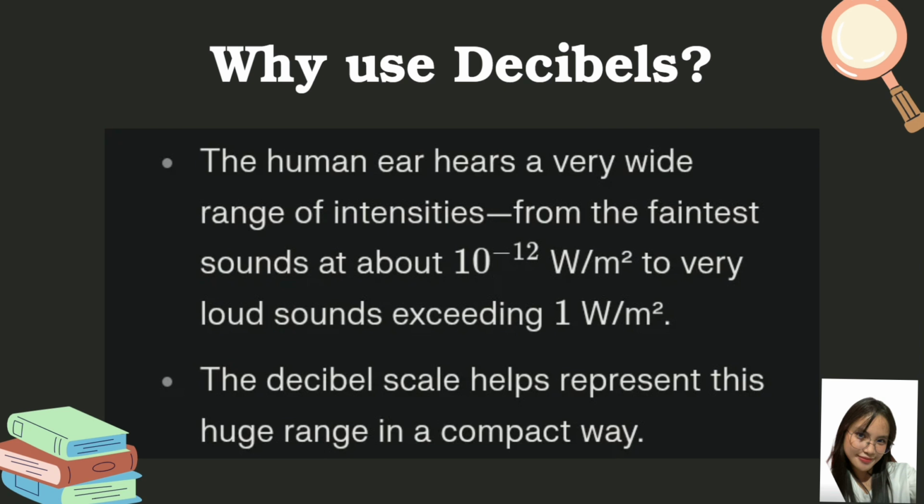On the other hand, very loud sounds like a rock concert or an engine can exceed 1 watt per square meter. Now, if we use these raw numbers, the range is just too huge to deal with. That's why we use the decibel scale. It compresses this large range into smaller, more practical numbers while still showing how loudness changes for our ears. Next slide, please.